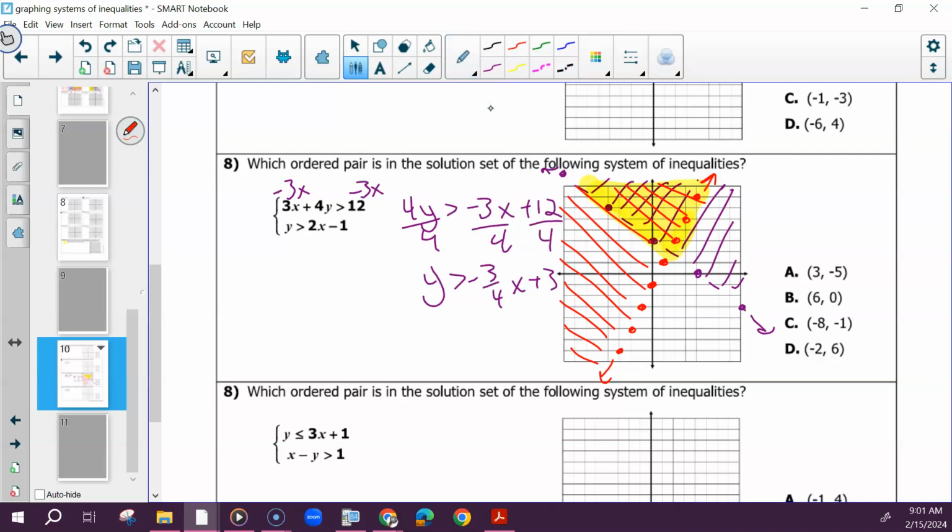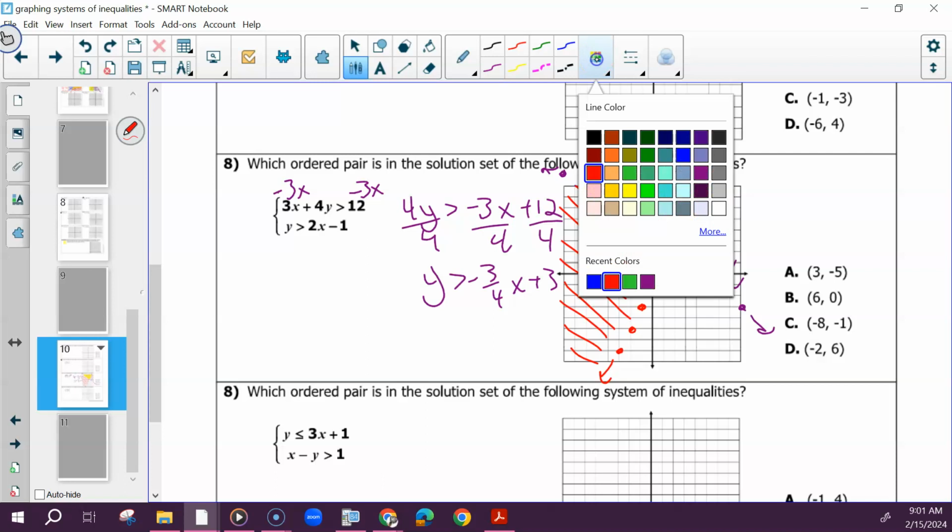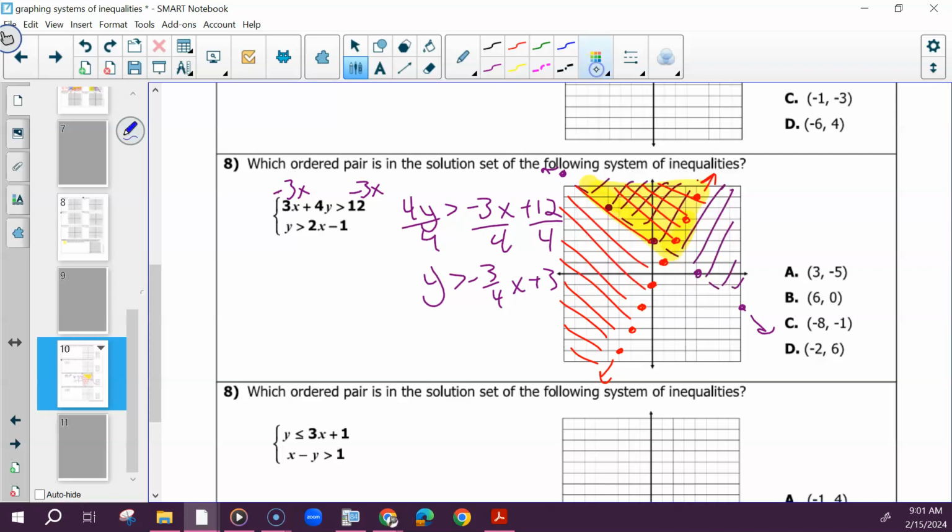So if we were looking at which of these ordered pairs is the solution set, I could graph these points. 3, -5 would not be it. 6, 0 falls in one of them, but not in both. -8, -1 falls in one of them, but not the other, so it has to be D. -2, 6.